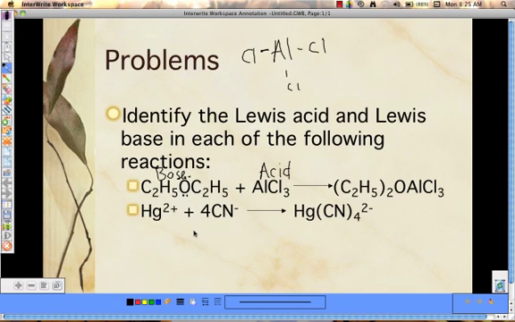Extra H's. No. There's 10 on that side, and there's 10 here. Okay, what about this one? Let's check CN minus. There's 4 here.